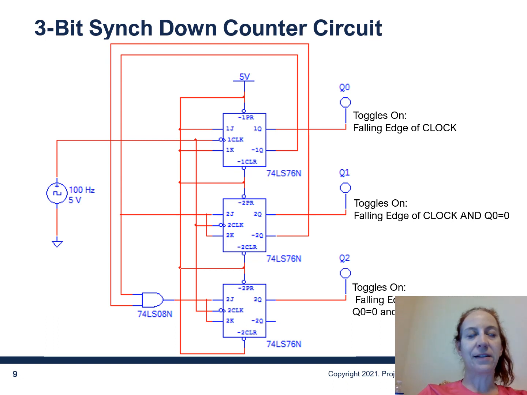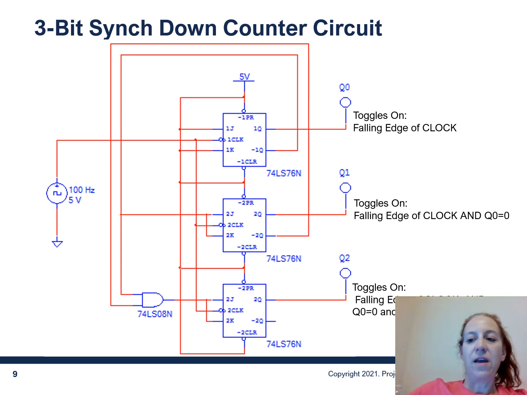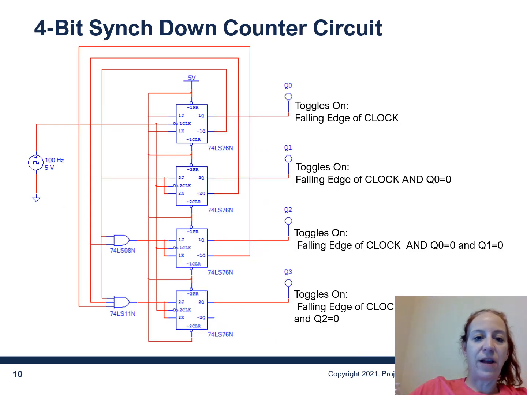It's the kind of thing that's easy to forget, and I'll forget it if I don't do it very often. And then adding the extra flip-flop there, you add the extra AND gate, and again, you're tying it to Q0 not instead of to Q0 in order to create your down counter.